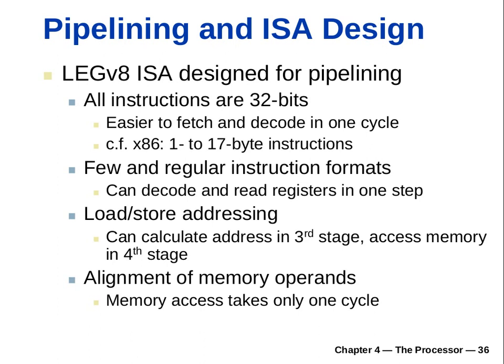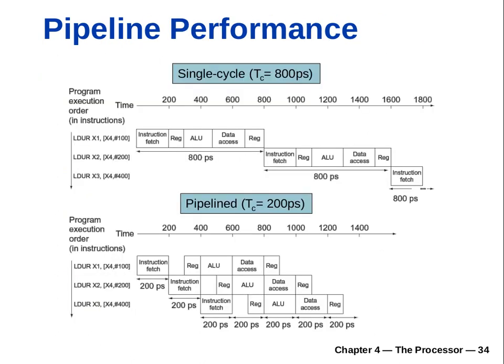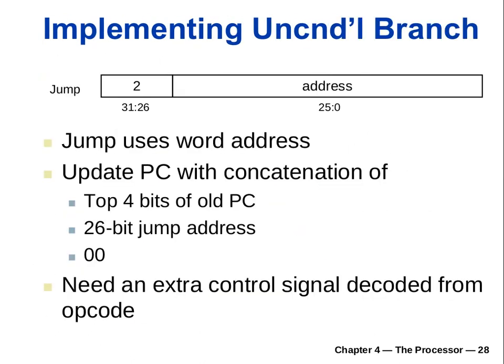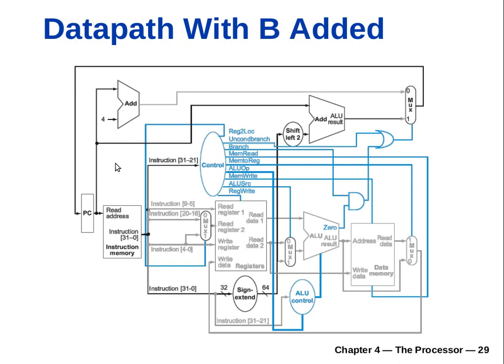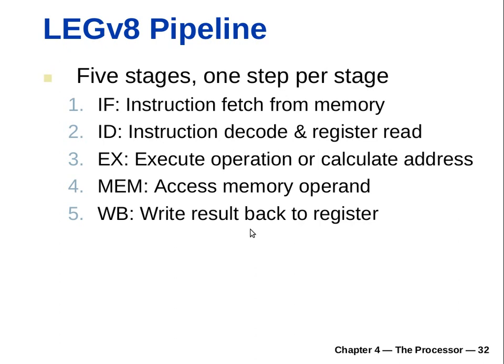Ito fixed lang. So if you make your instruction fixed length, like here, 32 bits, okay, then it's easier to fetch and decode in one cycle. Kasi, di ba, pag nag-fetch ka, isang buga lang, ilabas mo na lahat yan, yung 32 bits na yan, kasi yun yung buong instruction word niya eh. Buong instruction niya eh. Okay. So, madali na lang yun. Okay.